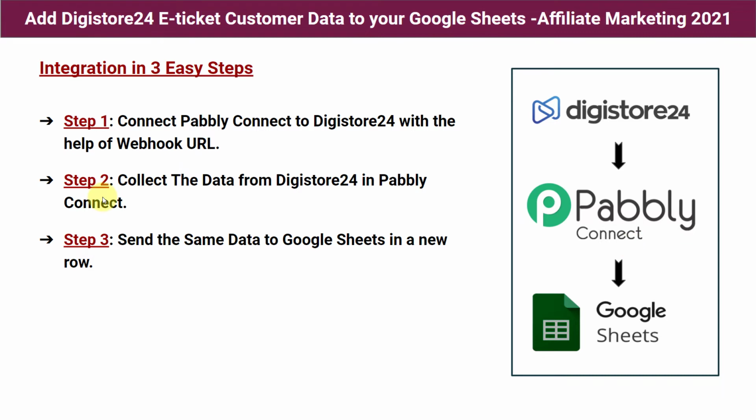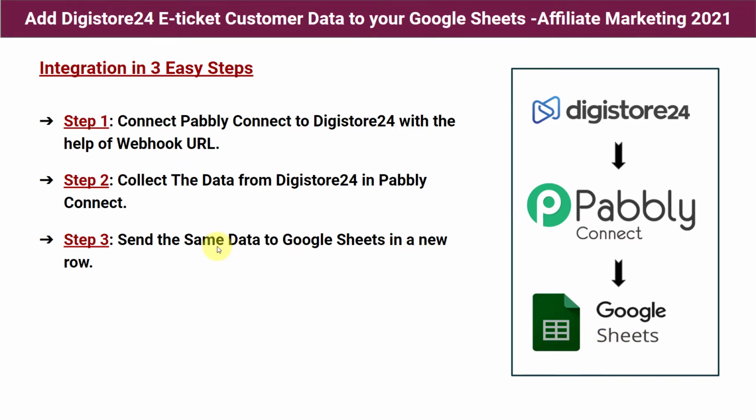Step 2 is collect the data from Digistore24 in Pabbly Connect. The second step will bring the data from Digistore24 by making a new test purchase, or by buying a new ticket from Digistore24, and bring the data of the person who has bought the ticket here in Pabbly Connect. And step 3 is send the same data to Google Sheets in a new row. The data of the person we have collected in Pabbly Connect, we are going to send to Google Sheets as a record for further communication in a new row.